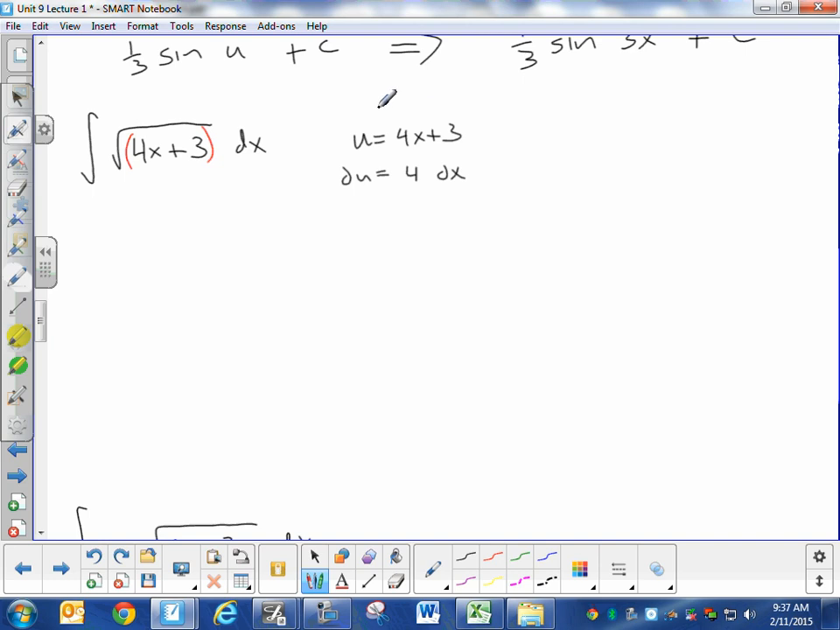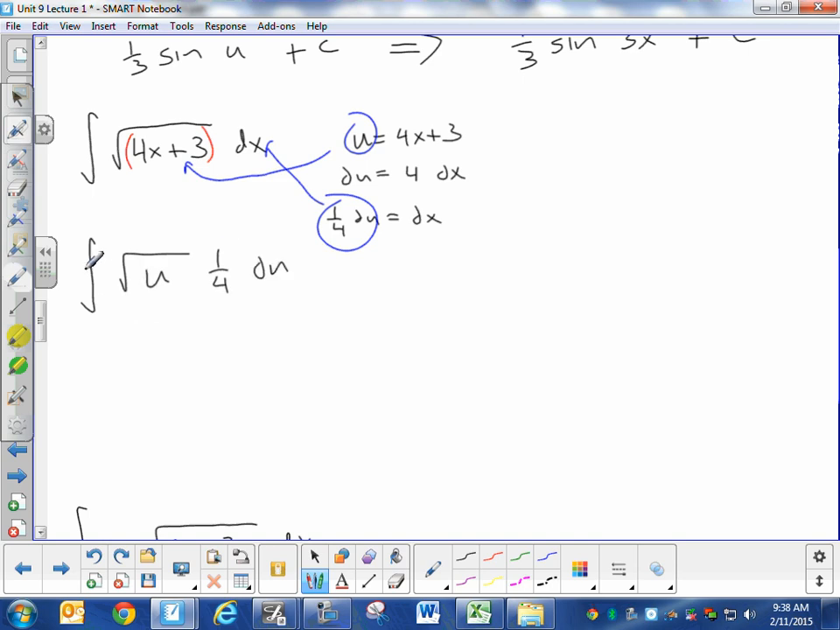All right, here we go. u is equal to 4x plus 3. I took the derivative and manipulated it, so I had du is equal to 4 dx. I then solved for dx. dx is equal to 1/4 du. Then I substituted in u, and I substituted for dx, so that I got the antiderivative of the square root of u times 1/4 du.